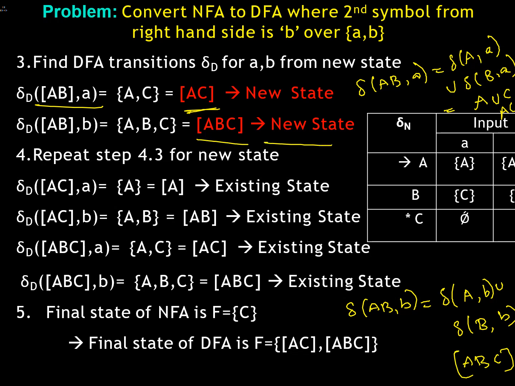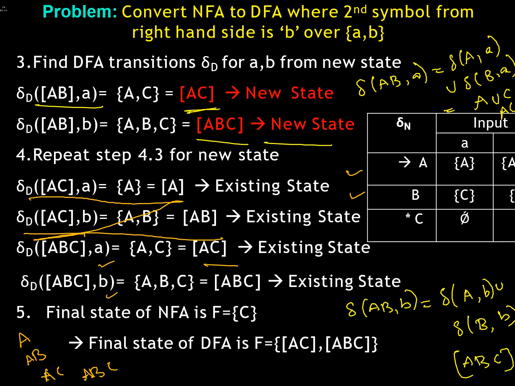So in your DFA, the states are initially A, and then we got AB, and then one more new state called AC, and one more state called ABC. The four states we got. Why are we checking AC and ABC? Again, we need to explore the new states, to see whether we are getting any new states or not. For AC, on A and B we are getting only existing states. For ABC, on inputs A and B we are getting existing states, so there is no possibility of new states, and we stop.